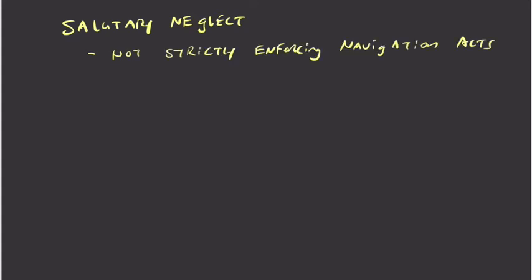And then the last thing we can look at is this idea of salutary neglect. How does this all play out in the colonies? Mercantilism sounds nice for the mother country on paper, but when you're 3,000 miles away across the Atlantic, it's very difficult to enforce it. So salutary neglect is not strictly enforcing laws. So why does this happen? Why have these laws on the books but then not enforce them?